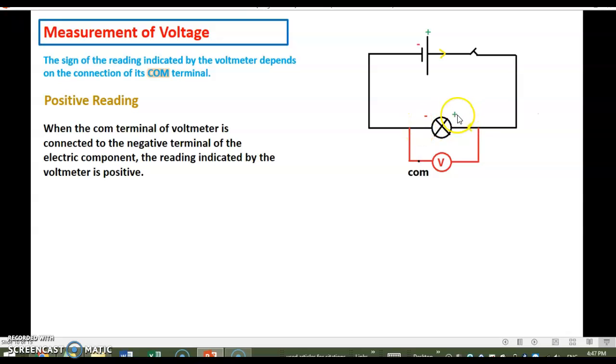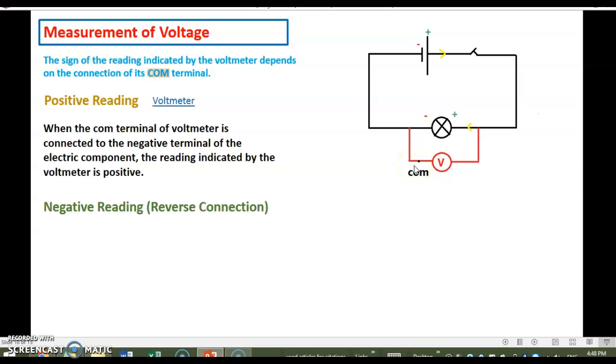That's why we say that this is the positive terminal and this is the negative terminal of the lamp, because the current goes from the positive to the negative through it. So now we have that the COM is connected to the negative terminal of the lamp and the V connected to the positive terminal of the lamp. So this is parallel grouping or parallel connection because two terminals are connected to two terminals in the first place. And in the second place, the reading is positive because COM is connected to the negative. So we have negative connected to the negative.